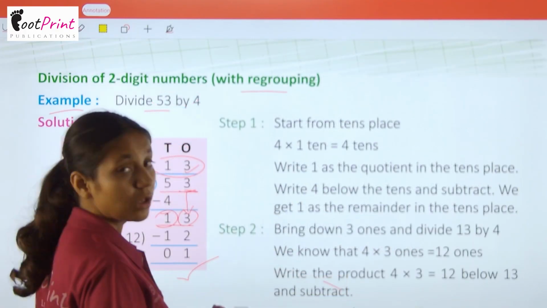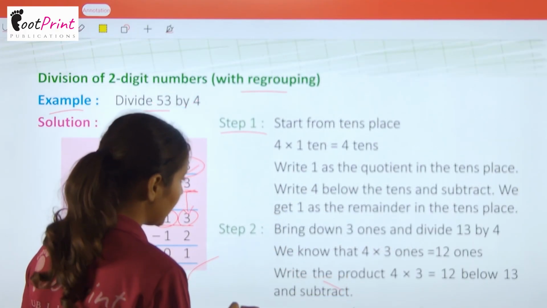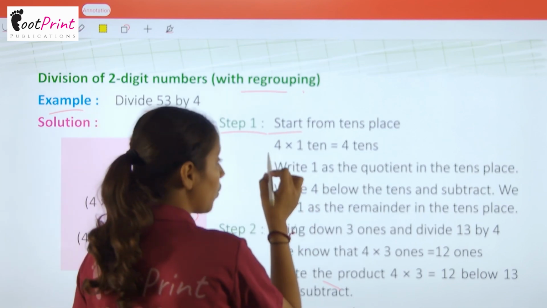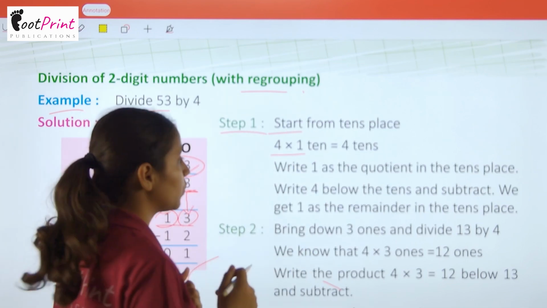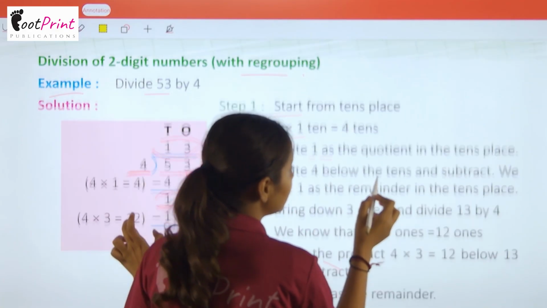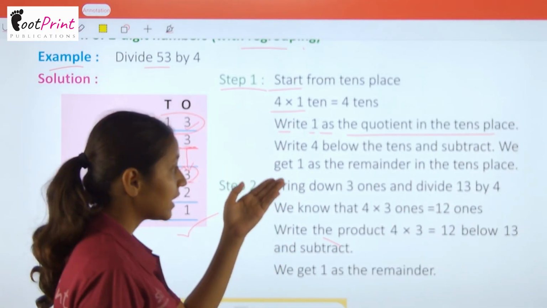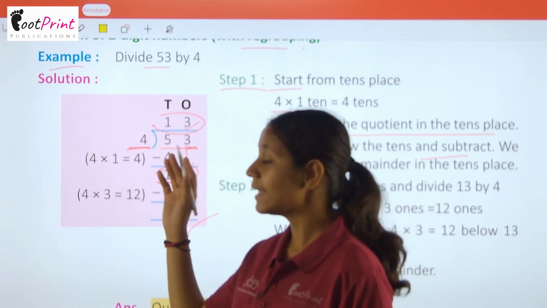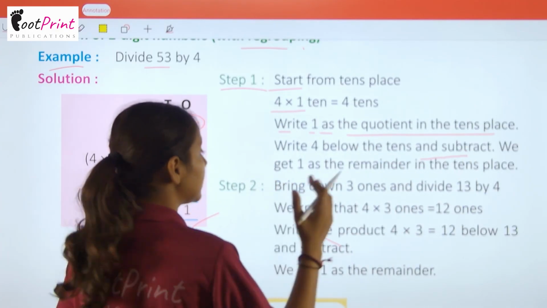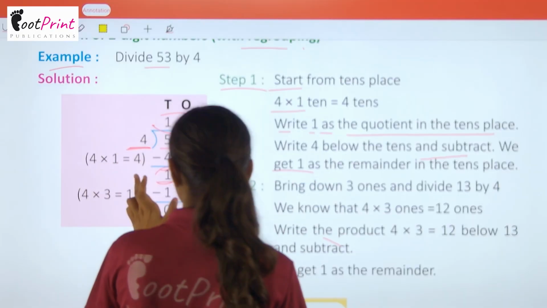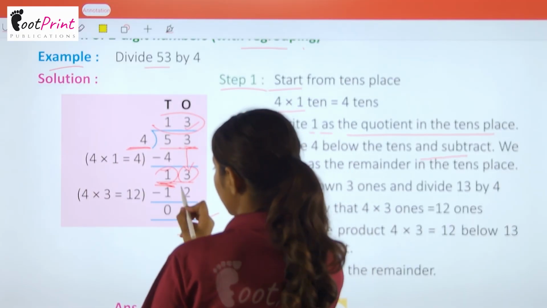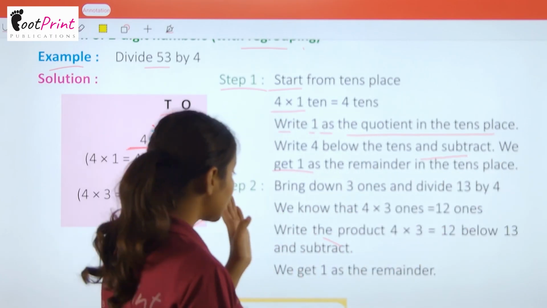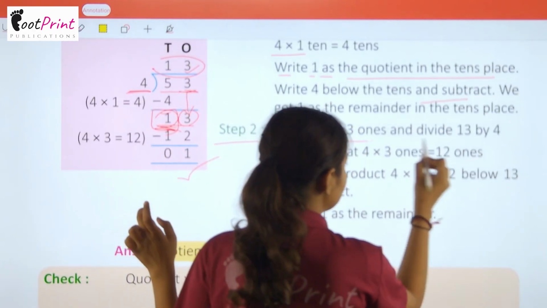Okay. So understanding the steps part, that is start from tens place. 4 into 1 ten is 4 tens. Write 1 as the quotient in the tens place. Write 4 below the tens and subtract. So 4 को हमने कहाँ लिखा है? Tens के नीचे. Then we get 1 as a remainder. We are getting 1 as a remainder. See, you can see here. Okay. In the tens place. Now step 2 is saying bring down 3 ones and divide 13 by 4.